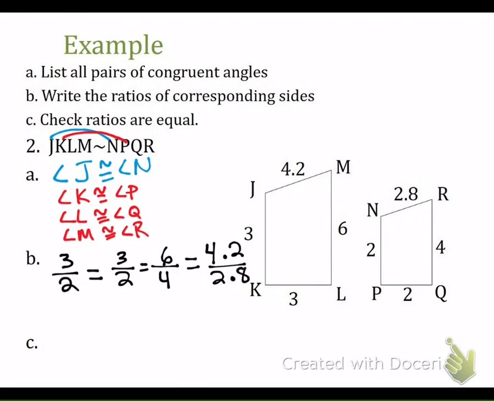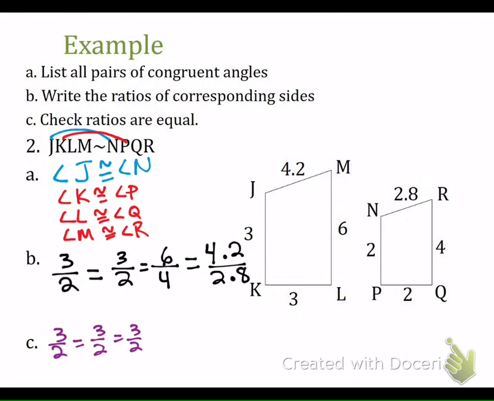Now, let's reduce all of these and see if they really are equal. 3 over 2 is 3 over 2. 3 over 2 again. 3 over 2 again. What is 6 over 4 reduced to? 3 over 2. Now, this one, I would actually get rid of the decimals first.